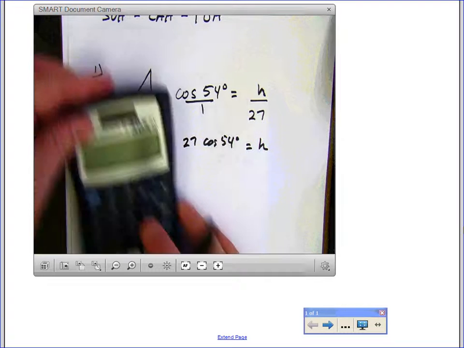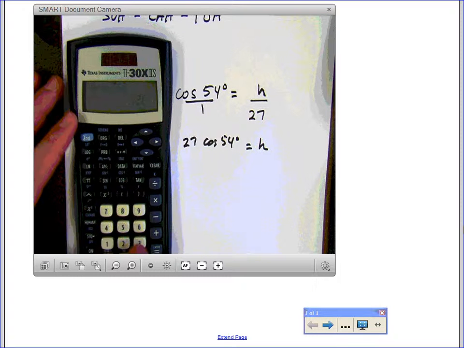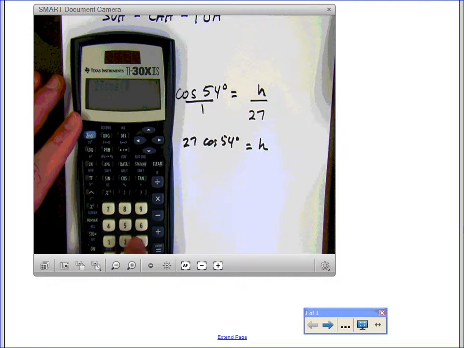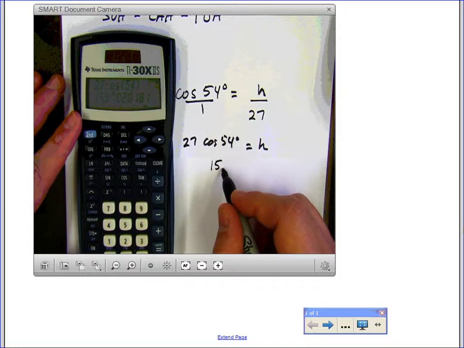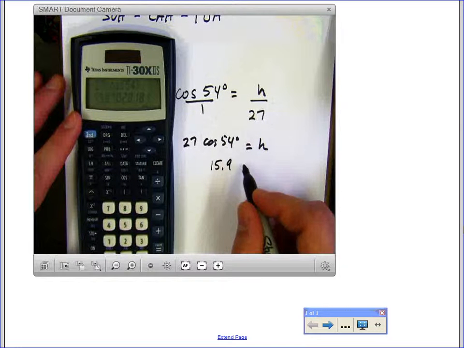Now let's push it in here. 27 times cosine of 54. Okay, so that's about, I believe it had to round to the 10th place, so it was about 15.9 there.